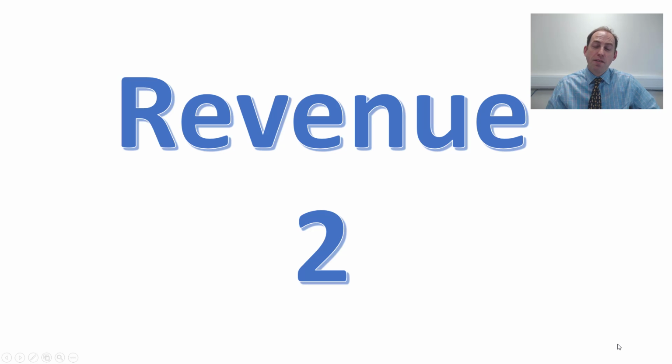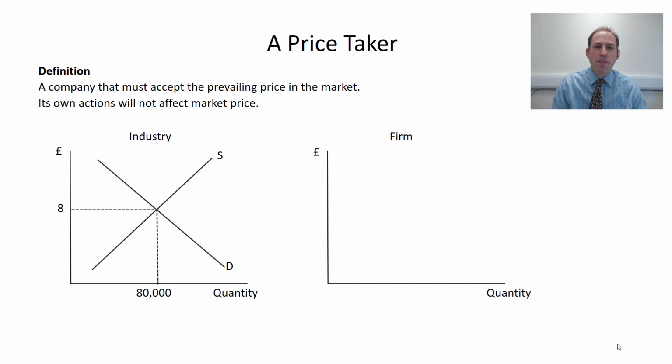Okay, welcome to this second video on revenue, and here we're going to look at how we graph our revenue concepts. So firstly, we have the situation for a price taker. A price taker is basically one that has to accept the price that's being charged in the market by everybody else. Because it's so small, it can't actually affect the market price.